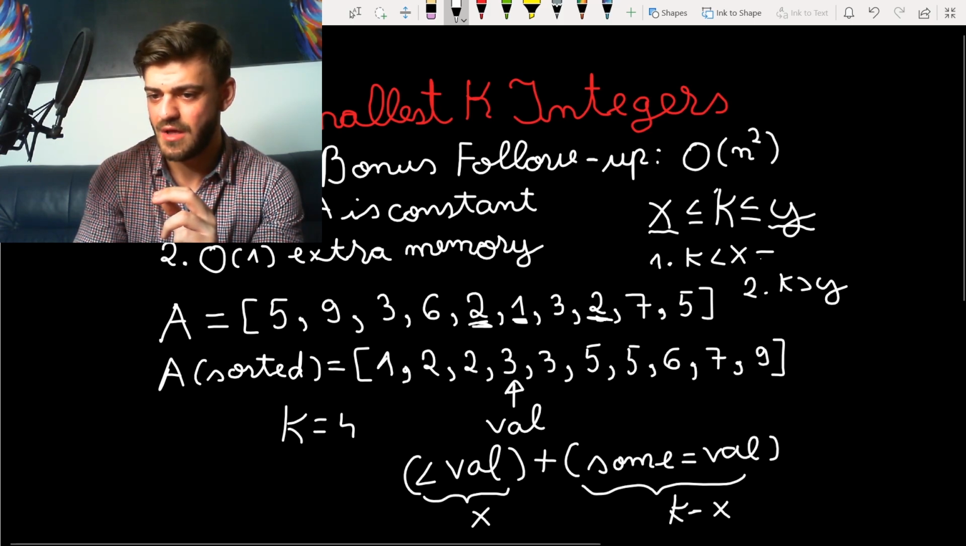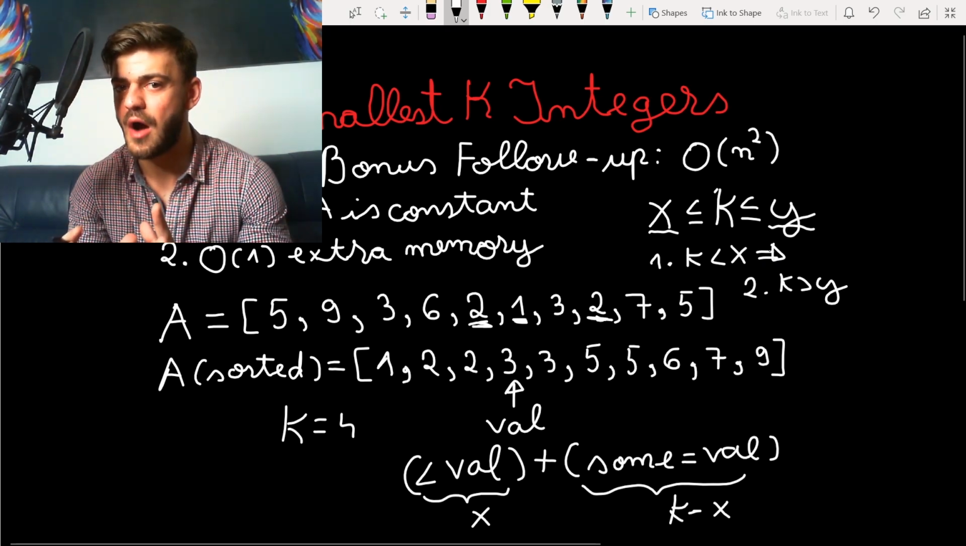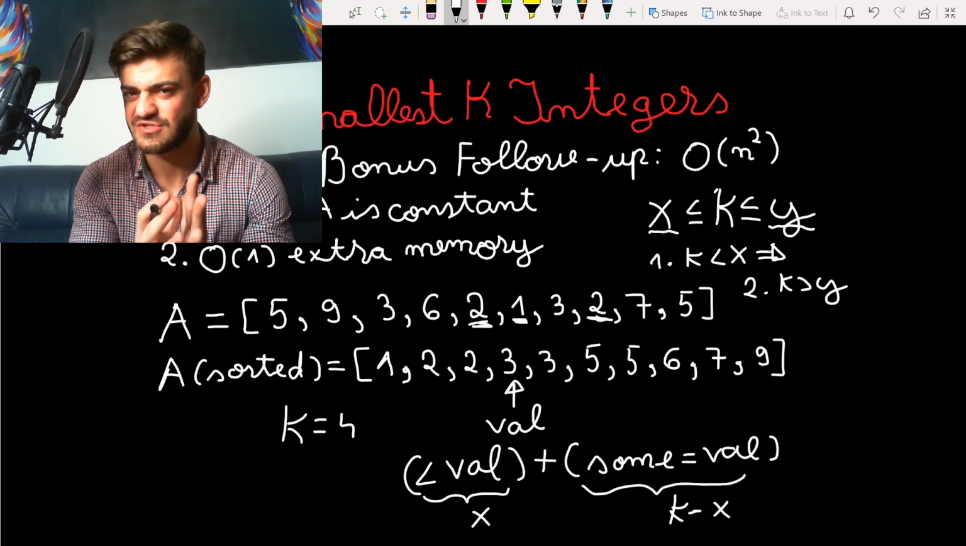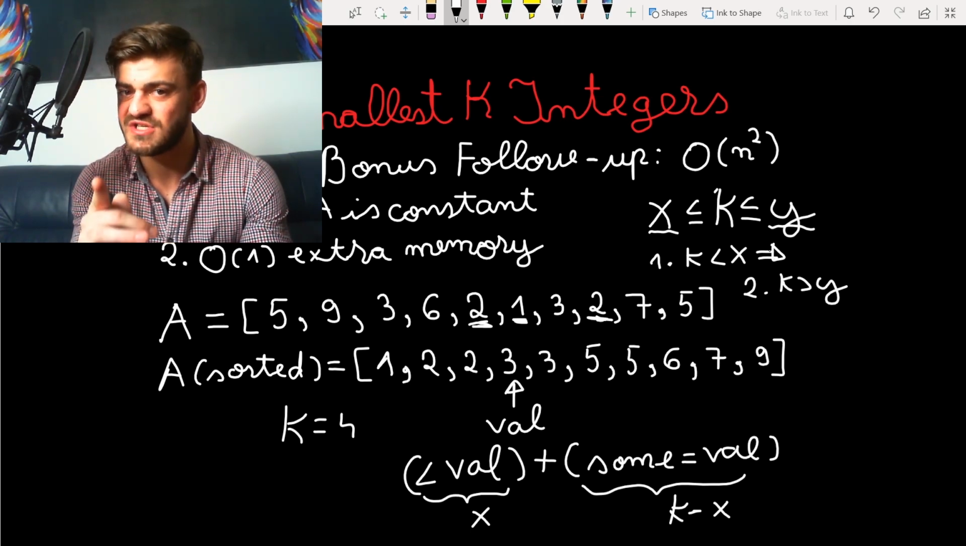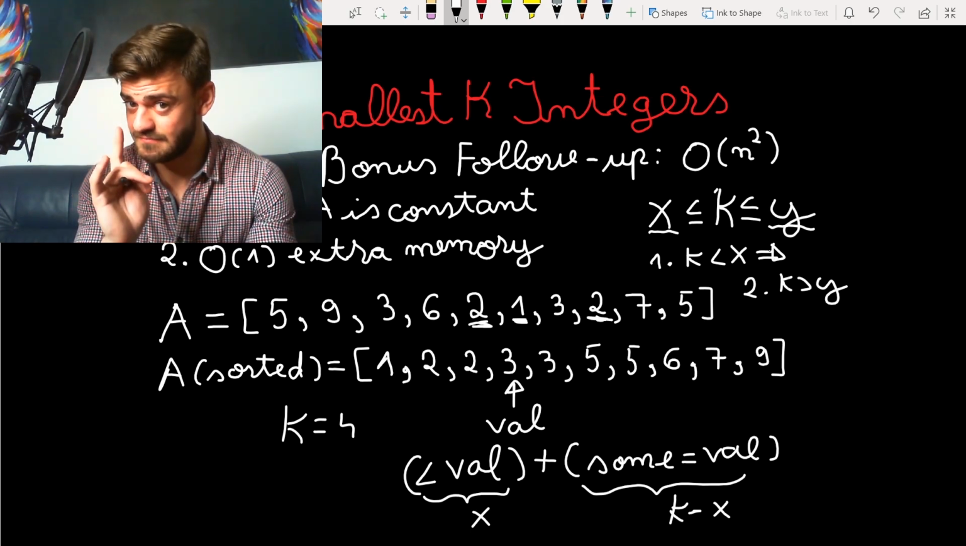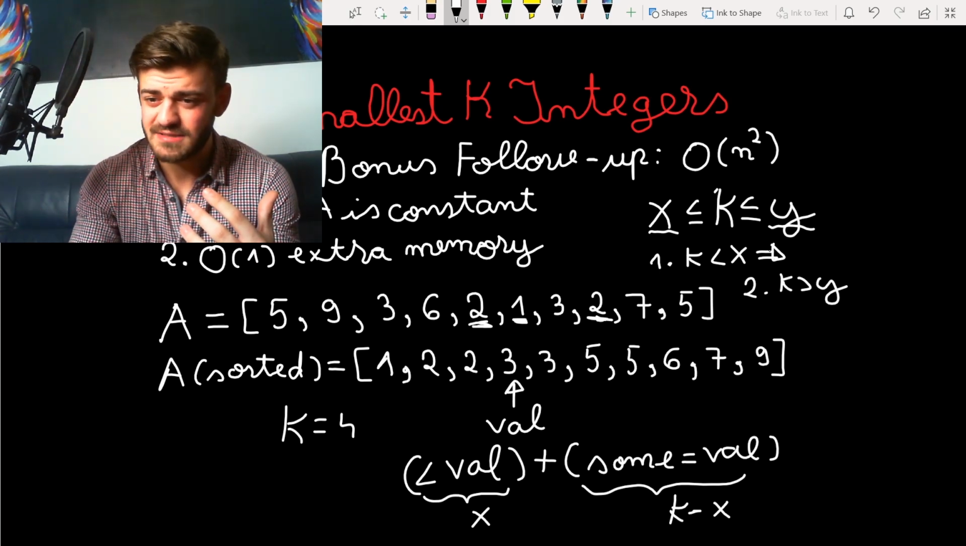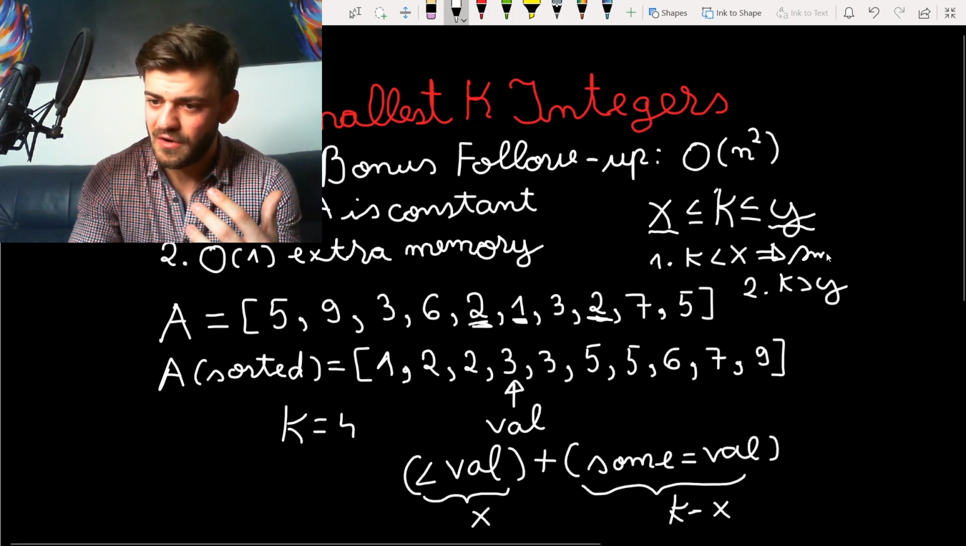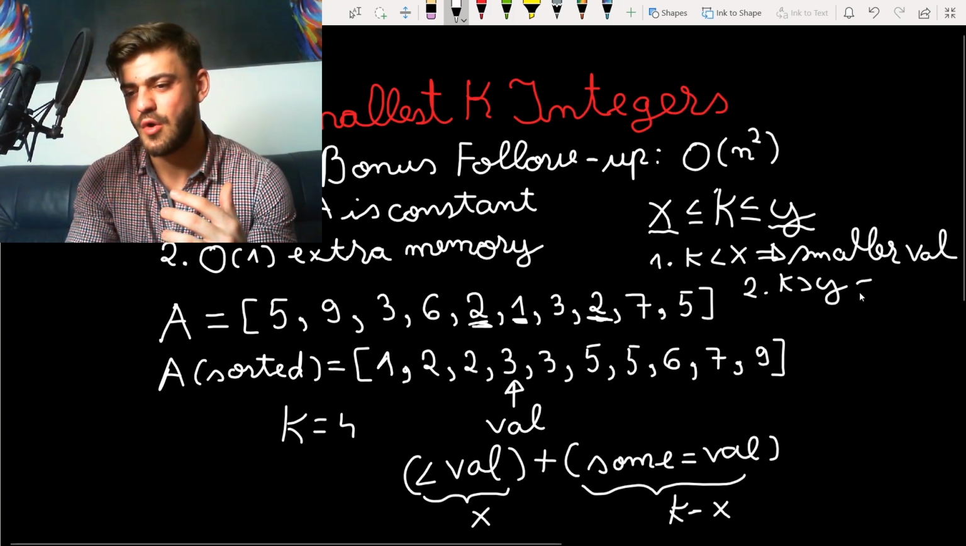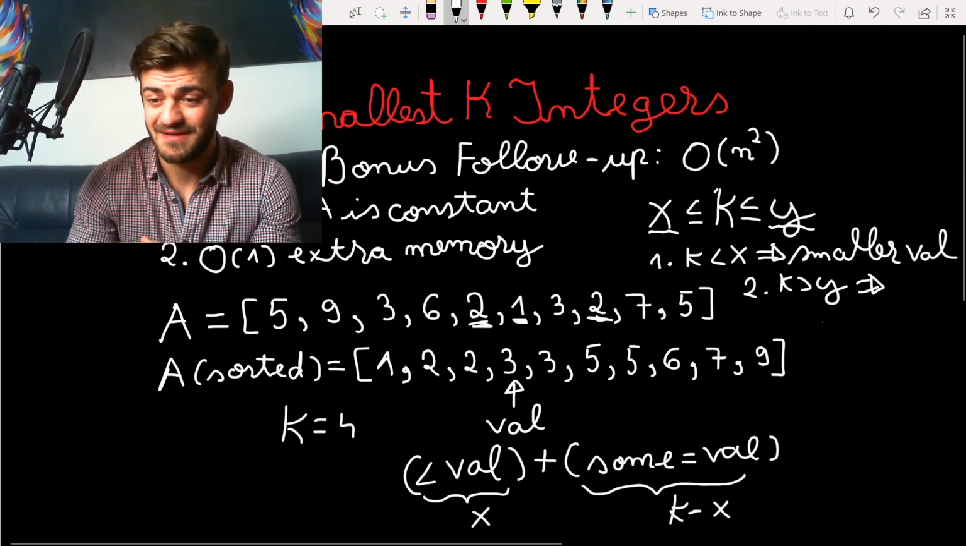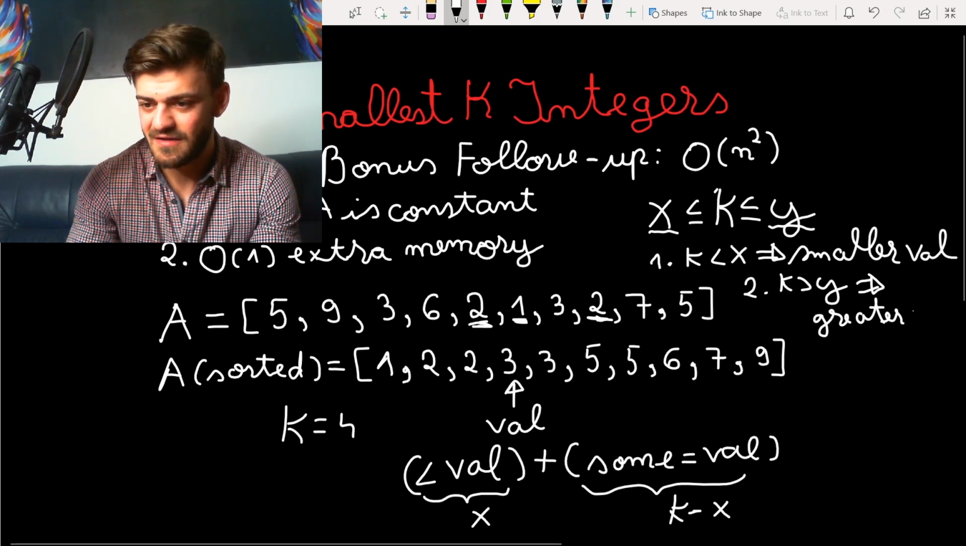And let's think about this one. When k is less than x, how is going to be our actual value, our answer, compared to the value we just tried? Think about it. It's going to be smaller, right? So we will need a smaller val. Smaller val. Now, think about this case. When k is greater than y, we are going to need a greater val. So we are going to need here a greater val.